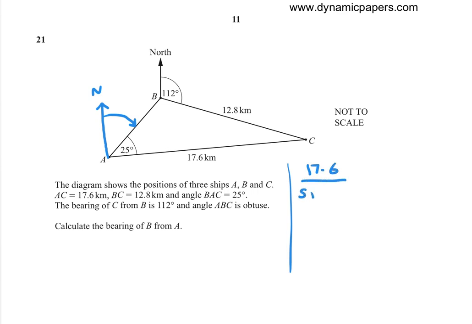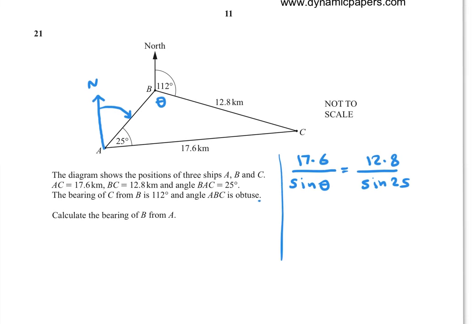17.6 over sine angle ABC, or we can say theta, sine theta, this is easier to write, equals 12.8 over sine 25. Now cross multiply, you can find theta, but take care, theta is an obtuse angle. From your calculator you can get the acute angle, then 180 minus it to find the obtuse angle. So sine theta equals, cross multiply, 17.6 times sine 25, divided by 12.8, and find theta directly with sine inverse for this answer.